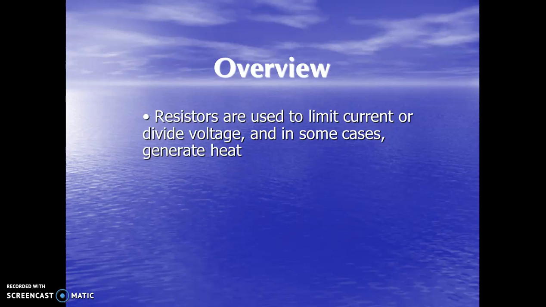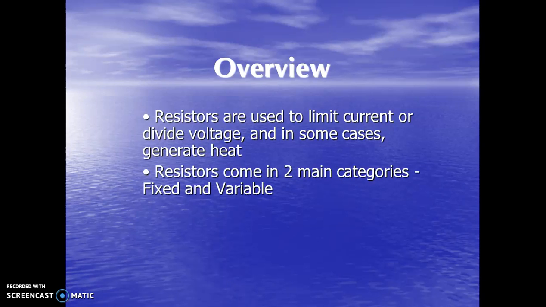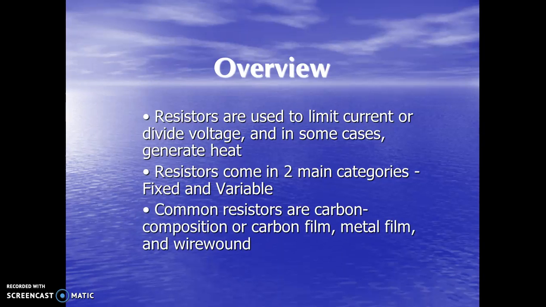So, with what we're going to talk about today, let's summarize a few basic concepts before we begin. As was hinted in the introduction, resistors can limit current, they can divide voltage, and in some cases we can use them as heat generation systems, and we'll talk a bit more about that in a few minutes. They come in two main categories, arguably, fixed and variable, and they have various compositions.